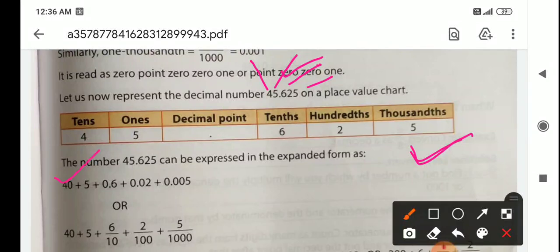4 tens means 40, 5 ones means 5, 6 tenths. 1 tenth means 0.1, 6 tenths means 0.6. Like this, hundredths, 2 hundredths means 0.02. 5 thousandths means 0.005. Clear? Okay. And this is known as expanded form. Like this we write, otherwise we write like this. Okay. Values are same.